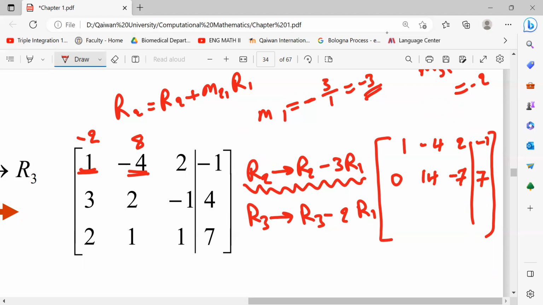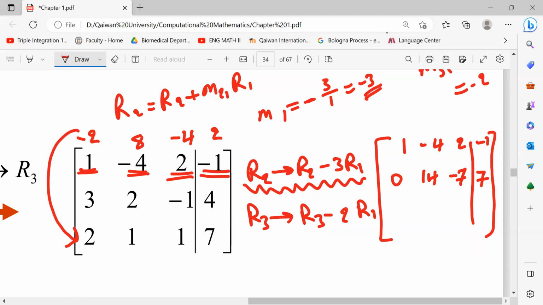First, it's easier to multiply the first row by negative 2 and see what you get, then add it to the third row. This multiplied by negative 2 is negative 4. This multiplied by negative 2 is 2. Now we add these to the third row.